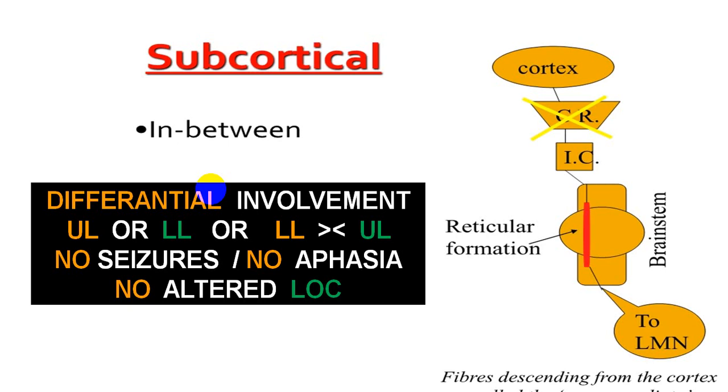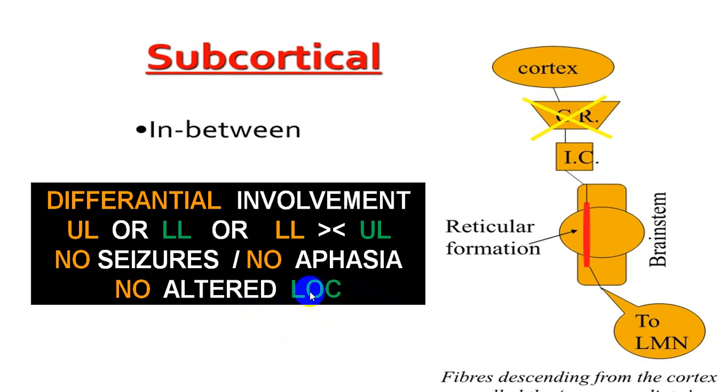But one characteristic which differentiates it from the cortex: there will be no seizures, no global aphasia, motor aphasia or sensory aphasia, also called Wernicke's aphasia. And by and large, the person will not have any altered level of consciousness. So these three findings help to differentiate it from a cortical lesion. In a cortical lesion, seizures will be more common, motor aphasia, Wernicke's aphasia or global aphasia will be more common, and altered level of consciousness is very common.